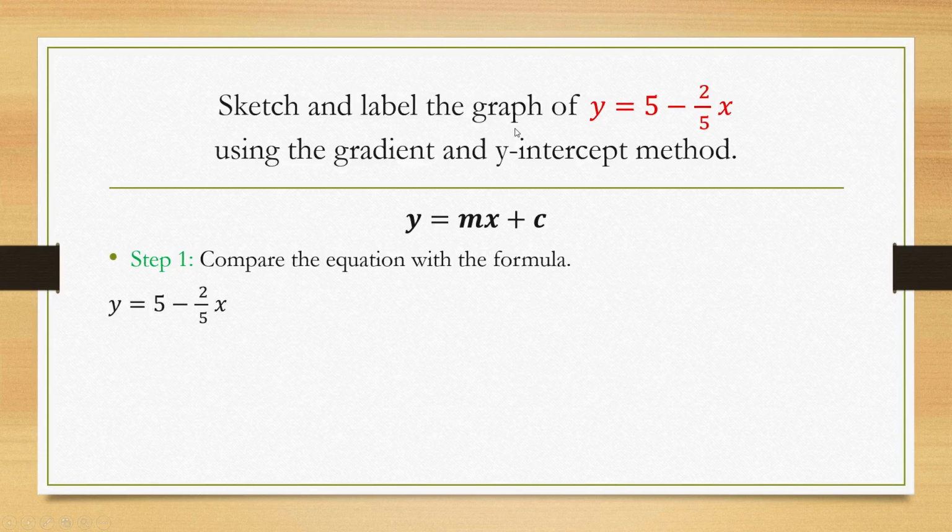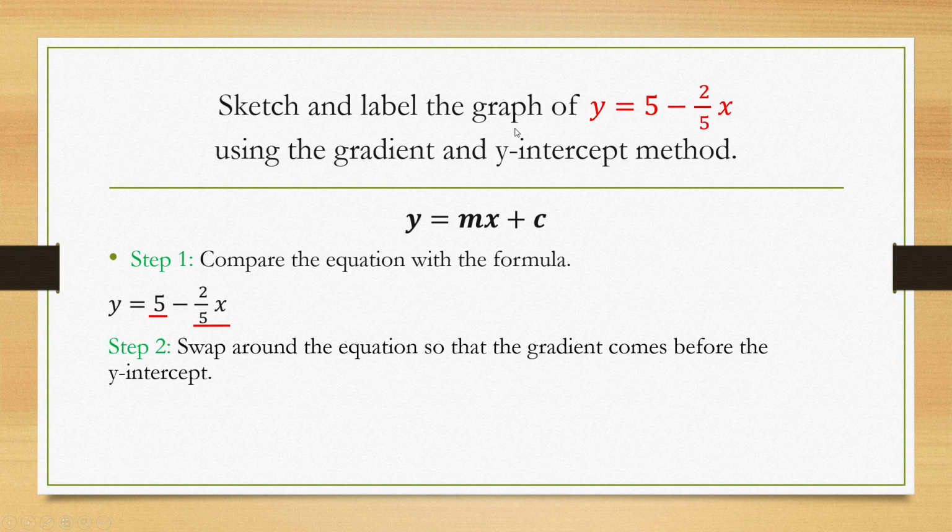When we compare our equation y equals 5 minus 2 over 5x with the general formula, we can see that it doesn't completely suit the formula as our y-intercept and gradient have been swapped around. To fix this, we must then swap around the equation so that the gradient comes before the y-intercept. When we do this, our equation turns into y equals negative 2 over 5x plus 5.